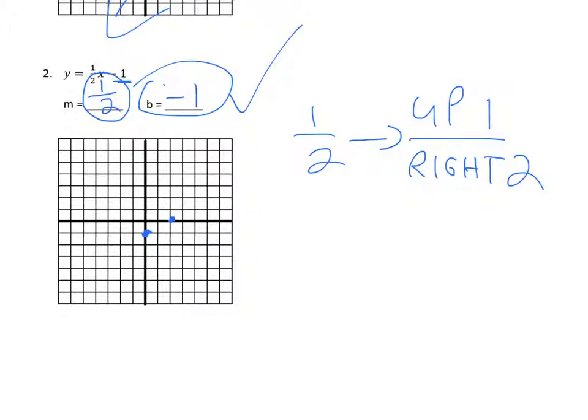Let's get one more point. Then from this point, I do the same thing. Up 1 to the right 2, and there it is. It lines up. Connect it, and we have our line. All right, so this is a lot quicker. So just identify what m is, what b is. Always begin with b, so you graph that first point on the y-axis, then use your slope to get other points on the line.